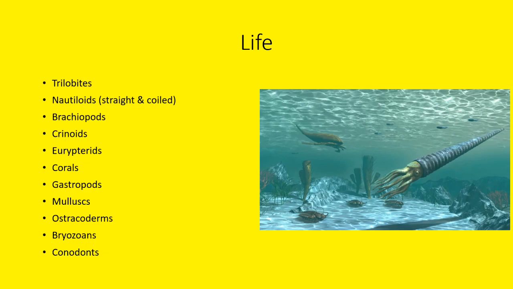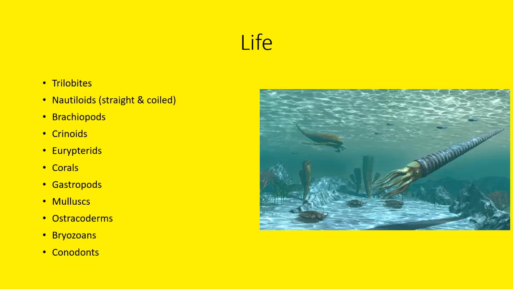You also have plenty of corals. You also have gastropods. Those are snails. Mollusks, so like your typical clam-like creatures, and jellyfish. You also have ostracoderms. Those are a type of fish. These are a type of fish that actually had armor, like very solid heads. So they're one of the few fish that were living around there.